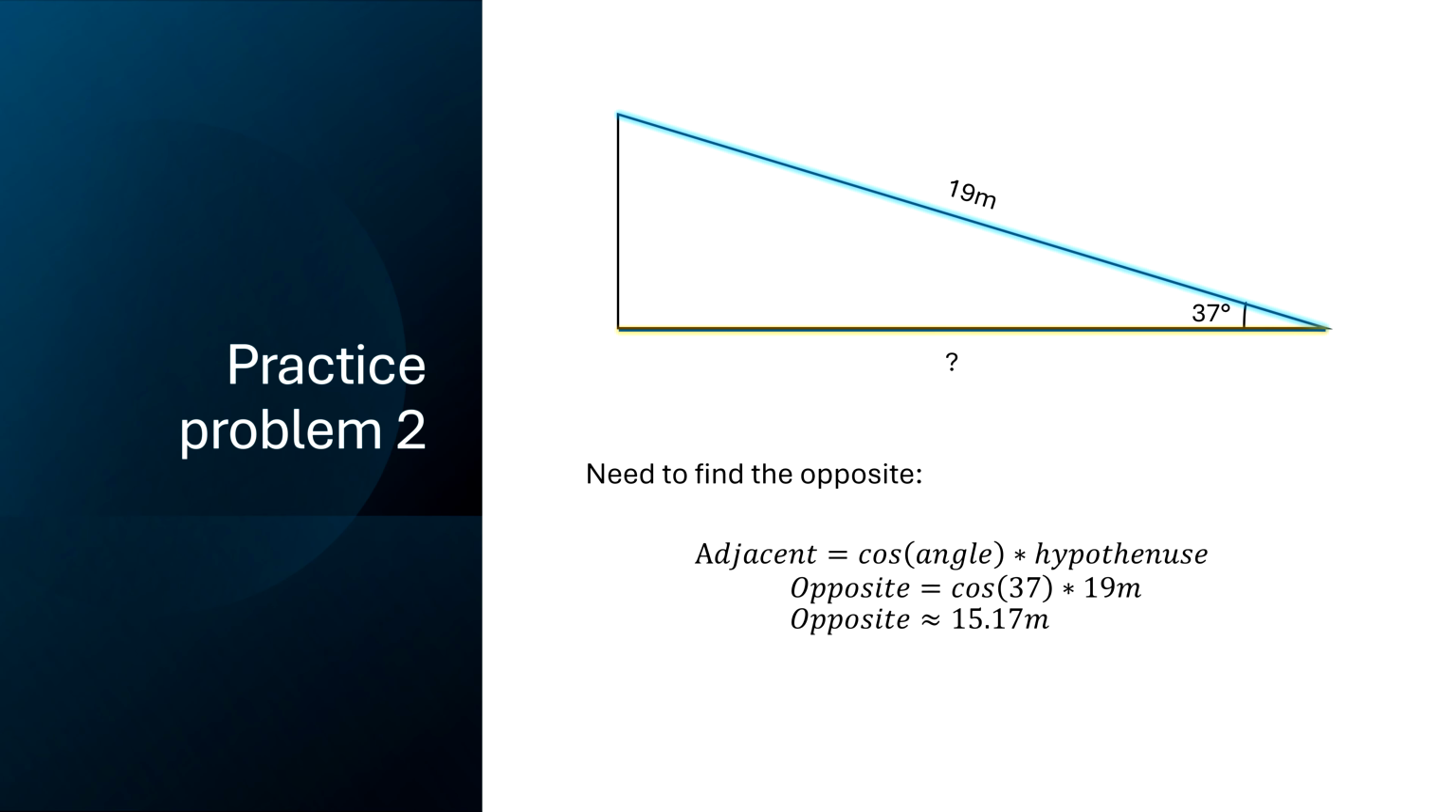Again, we see the same triangle as before, but now let's find the adjacent side. Unlike the other problem, this time we use the cos function and multiply it by the hypotenuse. Using the same steps as before, we find that the length of the side adjacent to the angle is close to 15.17 meters.